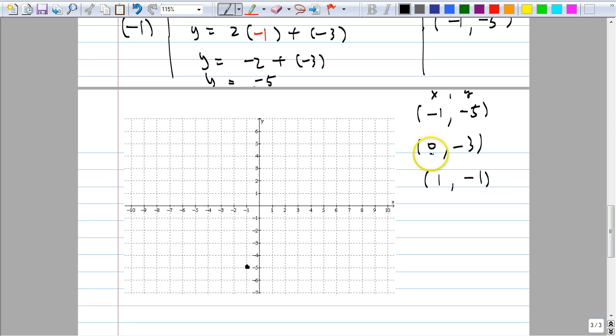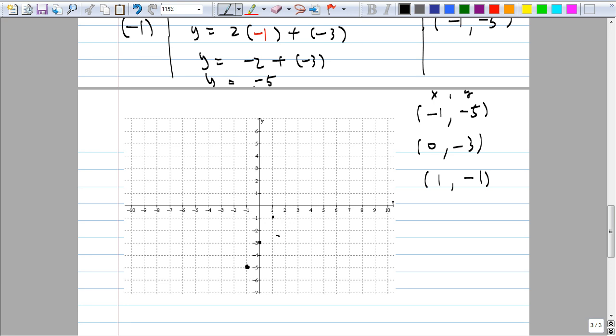Yes. My second point, 0. Well, x is 0. That means I don't go left or right at all, right? I stay. But then my y is -3. So I go down 3. And 1, -1, I go to the right. Remember, x is the horizontal. Go left, right. So go right 1 and go down 1. And guess what? These 3 points are the solutions.